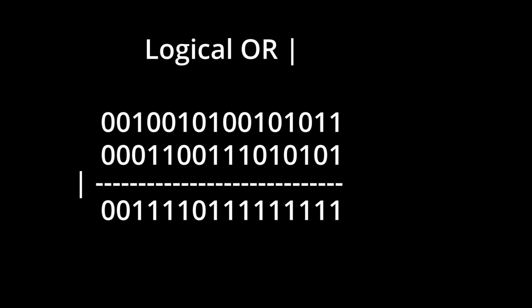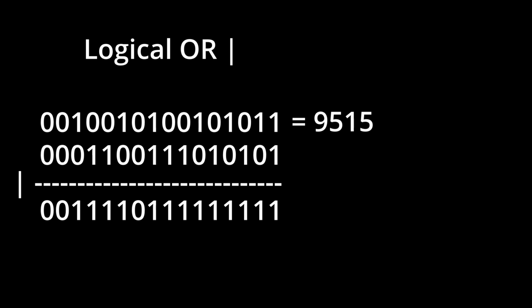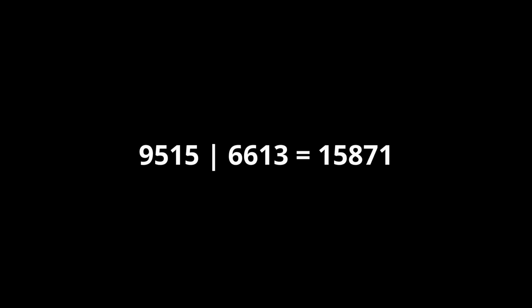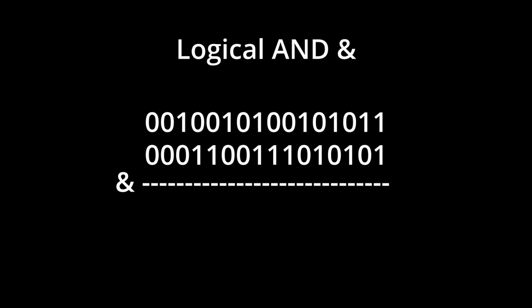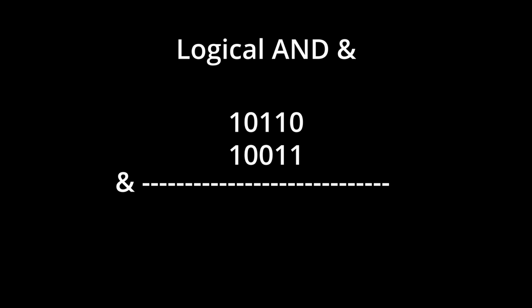Of course, we do not write in binary, but rather in decimal. So if we convert those same numbers to base 10, we get 9515 logical OR 6613 is 15871. Now to the logical AND, but this time I will use a shorter number to save myself some work, but the principle is obviously still the same.